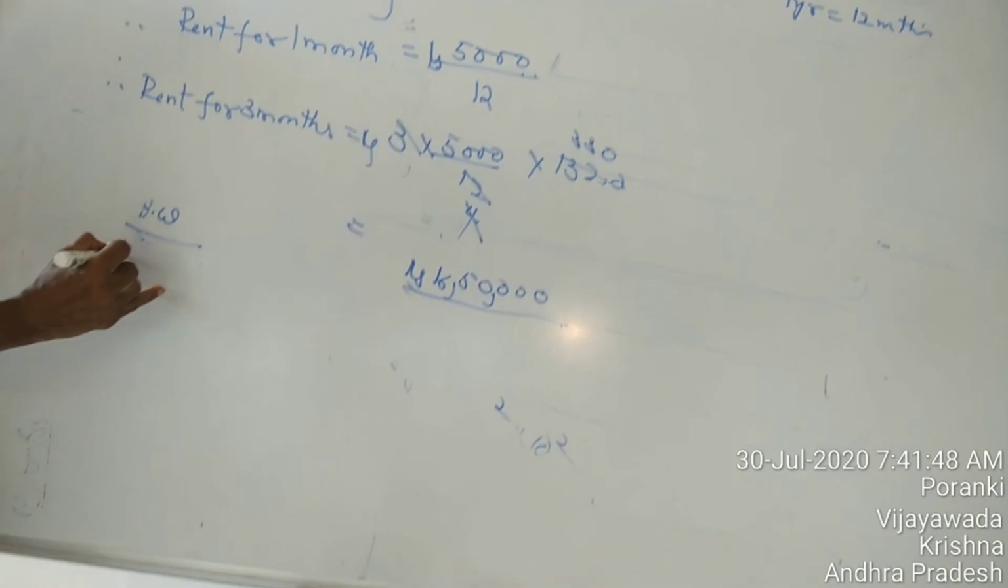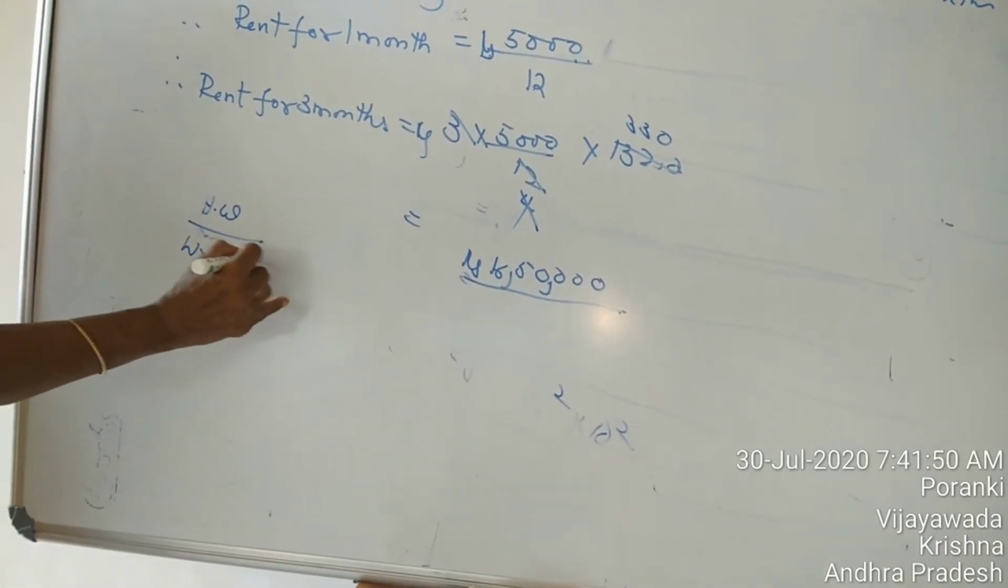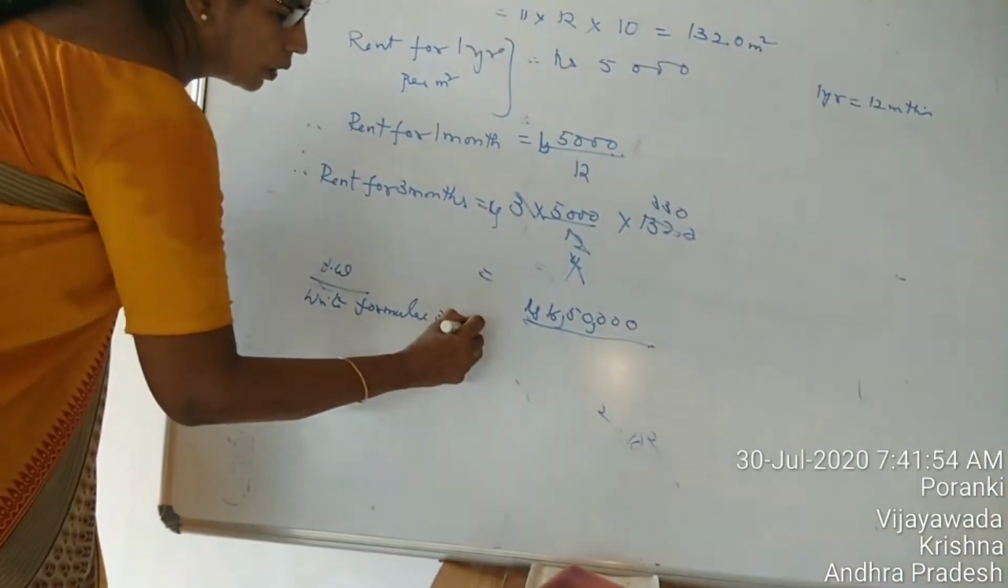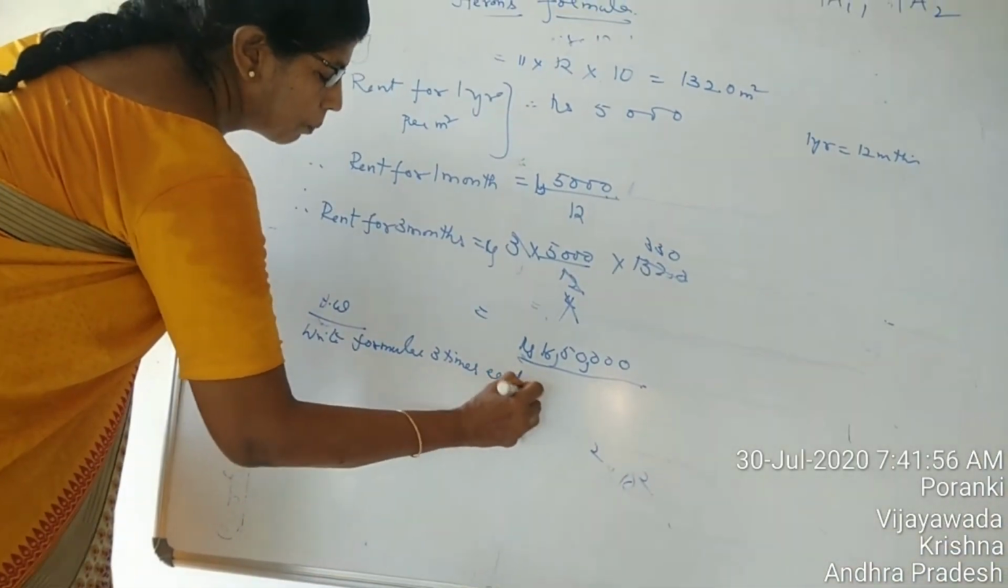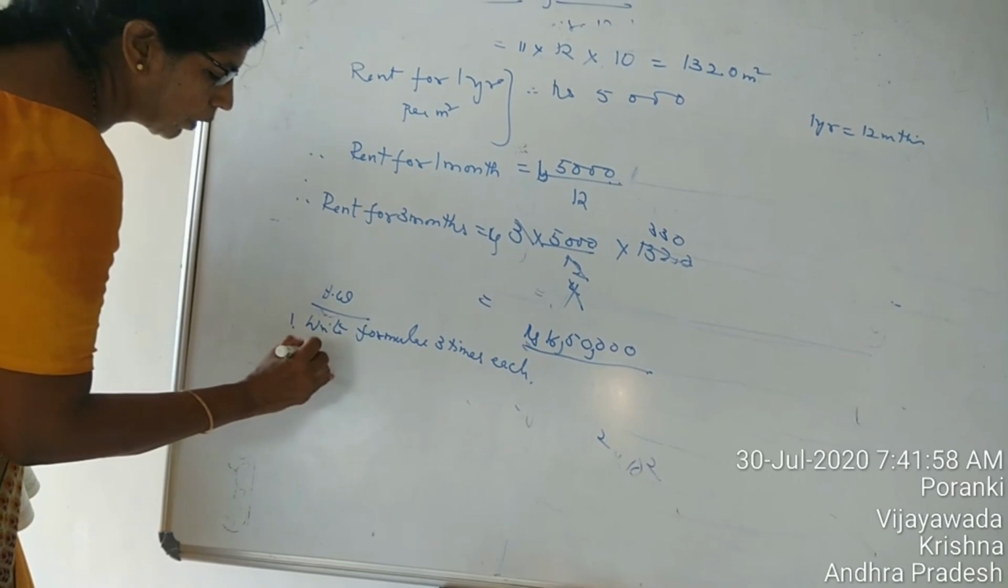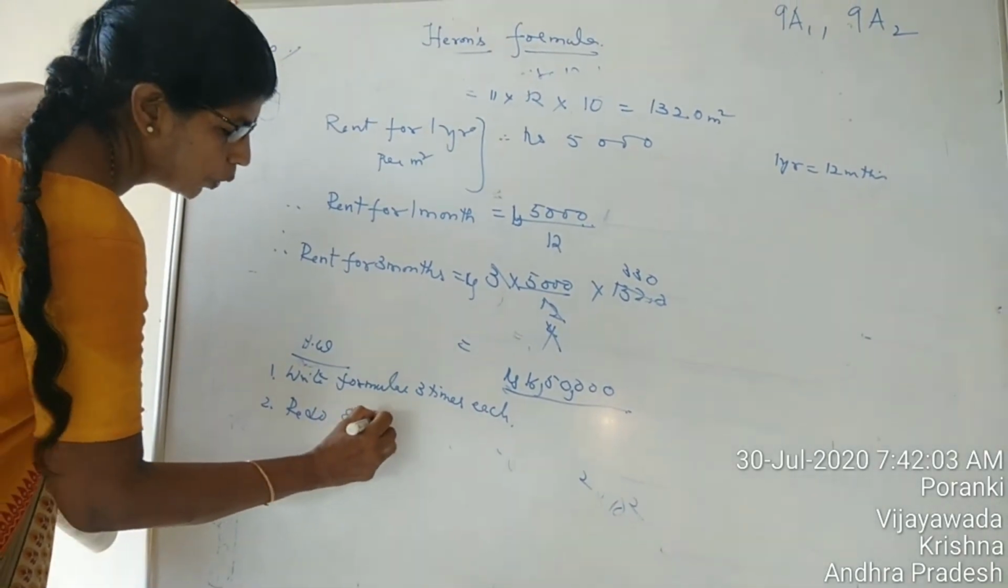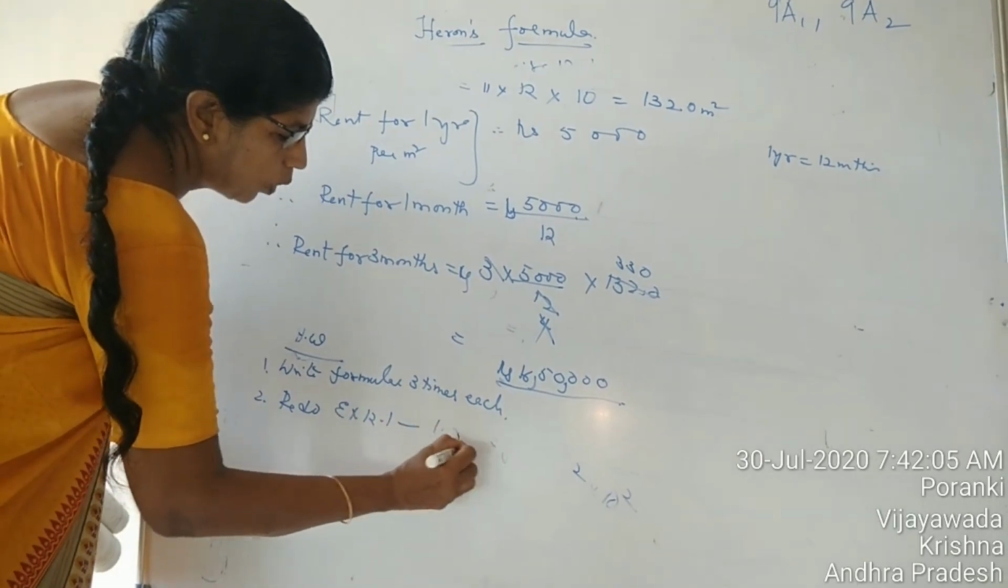Your homework is write formulas 3 times each. Until you write, children, you cannot remember the formulas. Second, redo exercise 12.1, 1, 2.